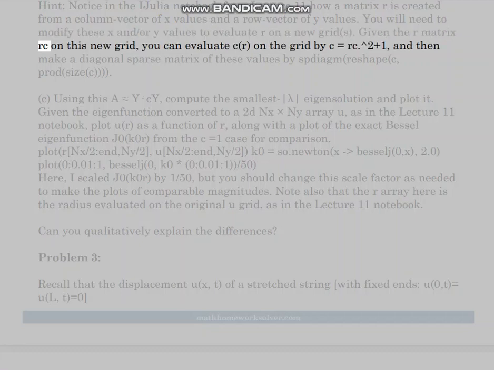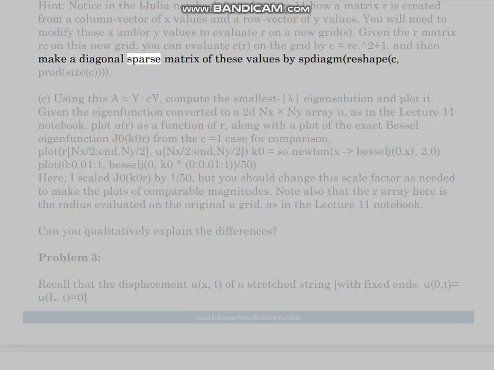Given the R matrix RC on this new grid, you can evaluate c(r) on the grid by C = RC.^2 + 1, and then make a diagonal sparse matrix of these values by spdiagm(reshape(C, prod(size(C)))).